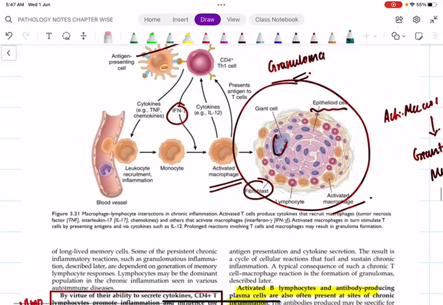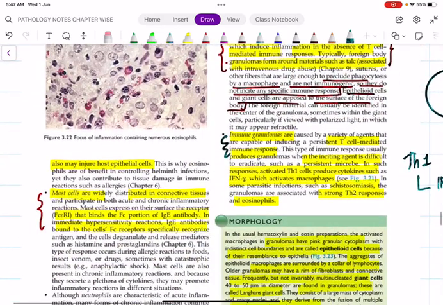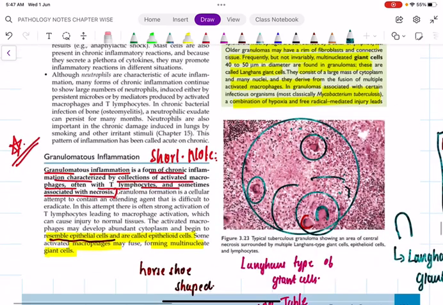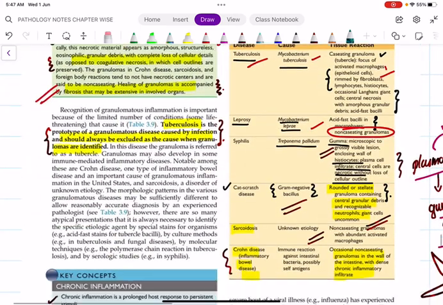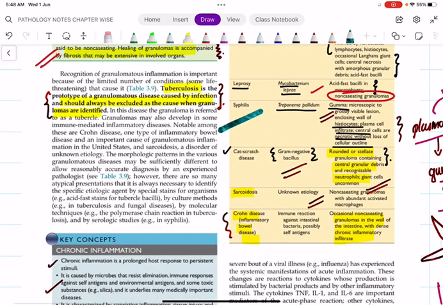And finally, you can draw the structure of granuloma. Then you can write about the morphology: epithelioid cells, giant cells, granulomatous inflammation. And we have a lot of examples of granuloma: tuberculosis, leprosy, syphilis. In each of these, depending upon the time, time management is very important, because you don't write a lot of pages.